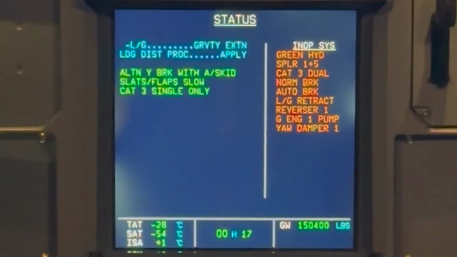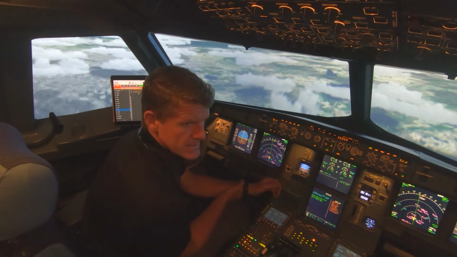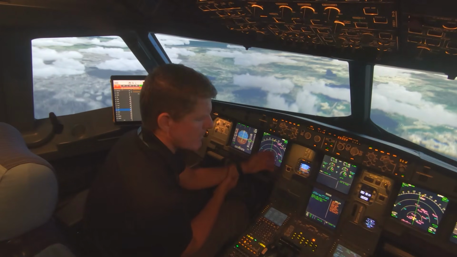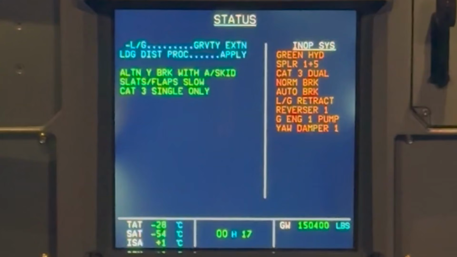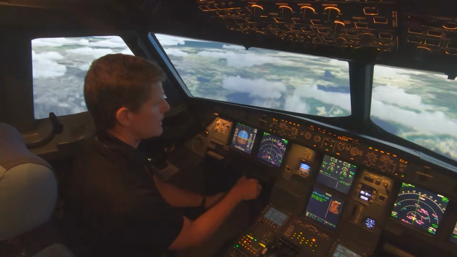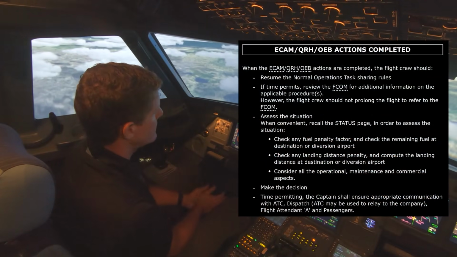So we'll think about fuel for that too. You bet. Reverser 1 will be inop. May cause a little controllability issue, but the runway's dry there. The green engine 1 pump is inoperative, we know that, and yaw damper 1. Okay. All right, let's make a decision on where we should go.